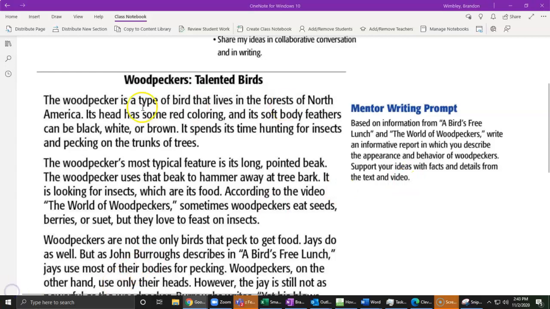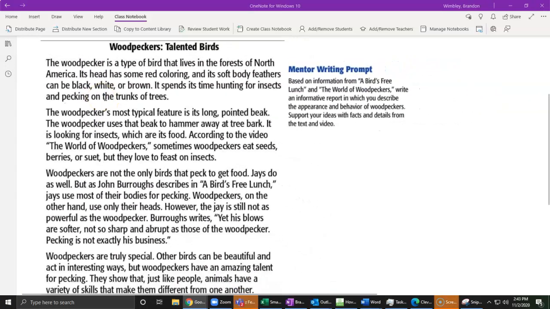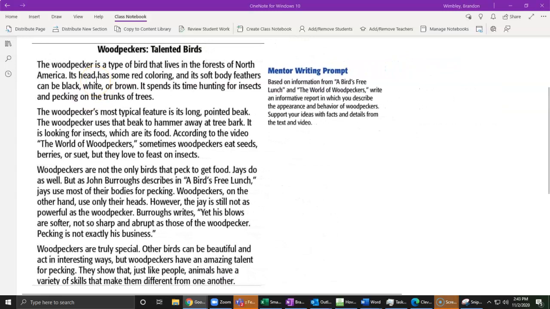video. So this is my mentor text that I'm going to read for us over on the left. And I titled it Woodpeckers, Talented Birds. So this is an example of what we might have written as a response to this prompt. Remember, again, we haven't seen the video yet, so some of the stuff we might not be familiar with. The woodpecker is a type of bird that lives in the forests of North America. Its head has some red coloring, and its soft body feathers can be black, white, or brown. It spends its time hunting for insects and pecking on the trunks of trees.